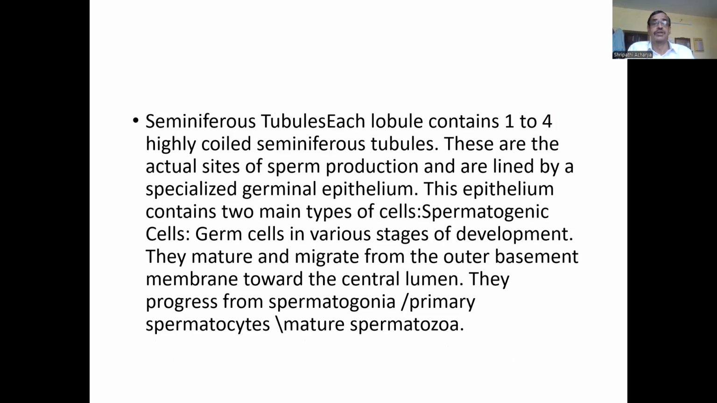Seminiferous tubules. Each lobule contains 1 to 4 highly coiled seminiferous tubules. These are the actual sites of sperm production and are lined by a specialized germinal epithelium. This epithelium contains two main types of cells. Spermatogenic cells, germ cells in various stages of development. They mature and migrate from the outer basement membrane toward the central lumen. They progress from spermatogonia, to primary spermatocytes, and mature spermatozoa.